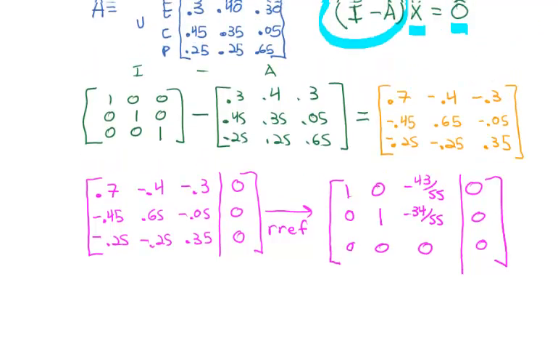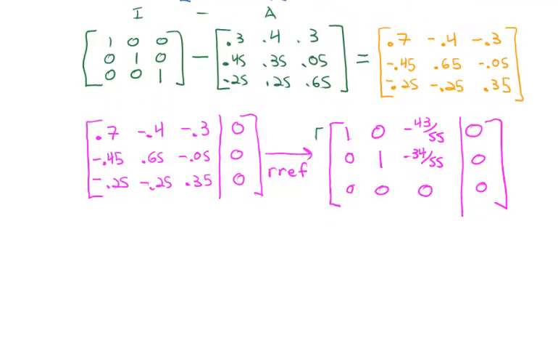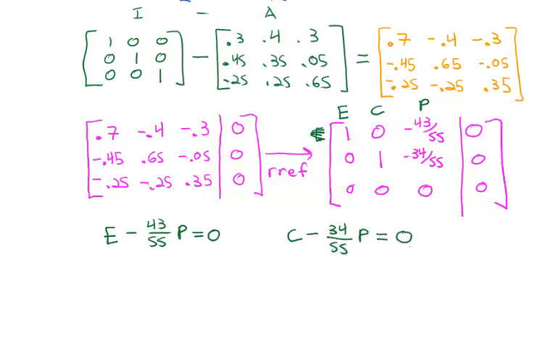Remember, in the order of our variables here, it was ECP. I'm going to say, go down the columns: electrician, carpenter, plumber. So if we were to rewrite these, remember what we do with infinite solutions, rewrite these as equations. We've got 1 electrician minus 43 over 55 plumbers equals 0. We've got 1 carpenter minus 34 over 55 plumbers equals 0.